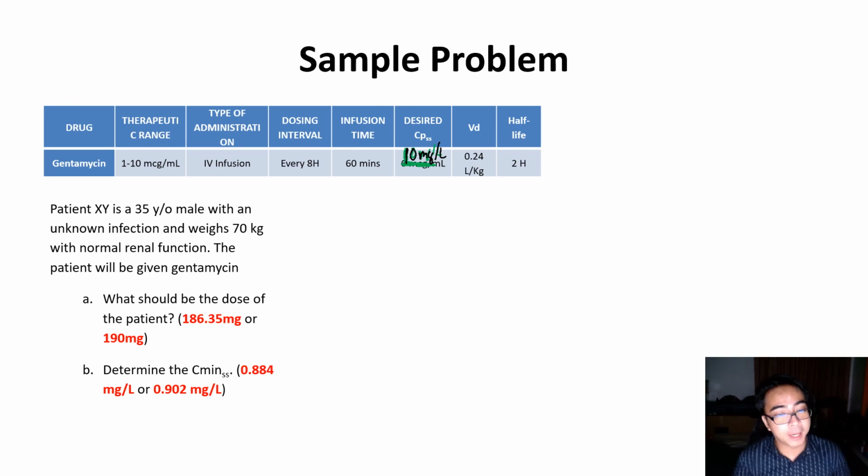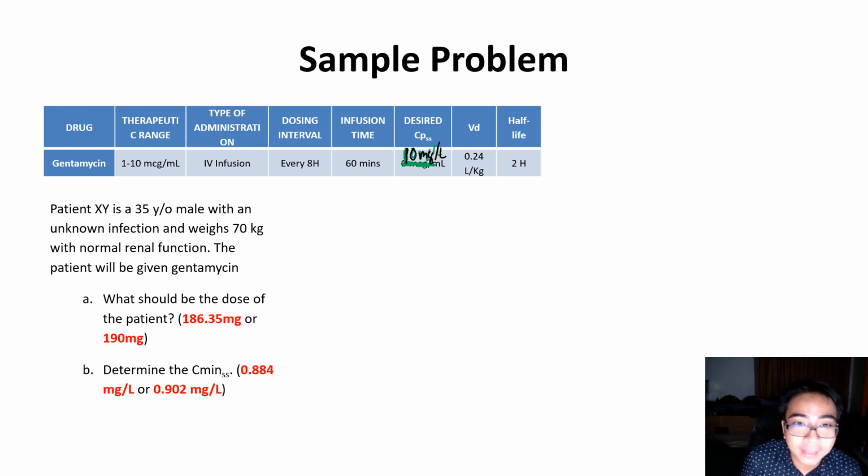So the problem is patient XY is a 35-year-old male with an unknown infection and weighs 70 kg with a normal renal function. So the patient will be given gentamicin. Okay, so the questions would be what should be the dose of the patient and determine the C min SS. So with this in mind, class, it's important that we understand the problem here. So we are looking for the dose. So obviously, class, we're going to look for X0. Okay, pero to get X0, I need my K sub 0.